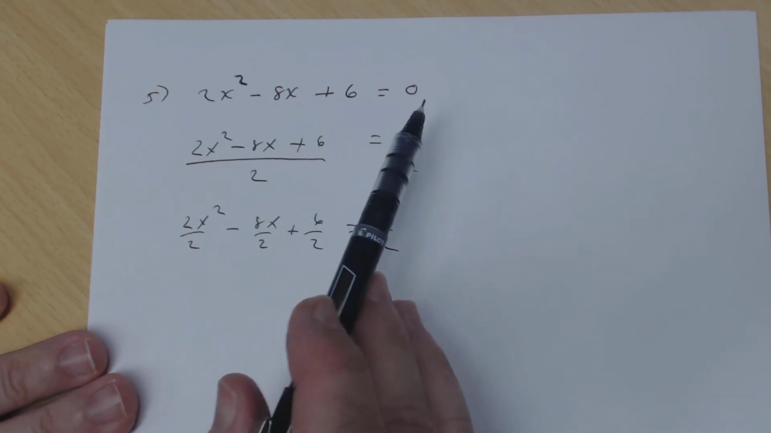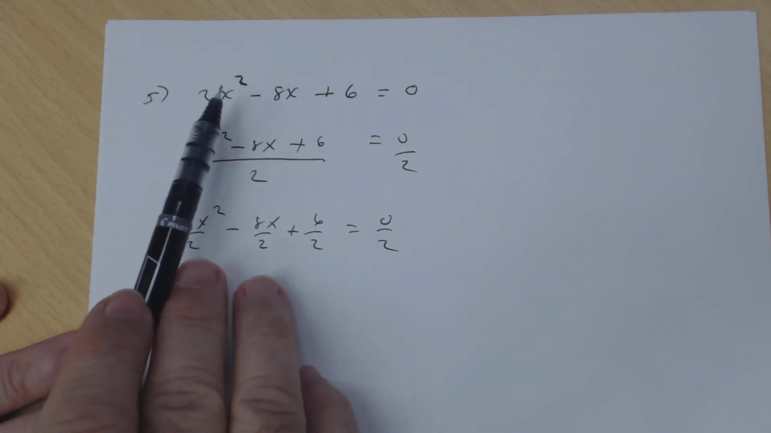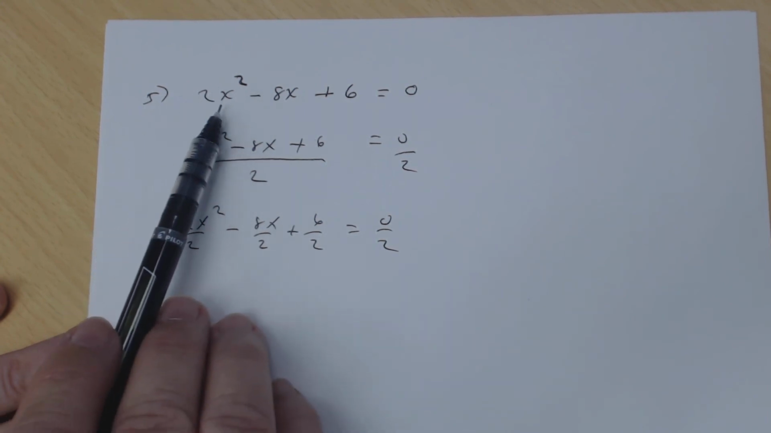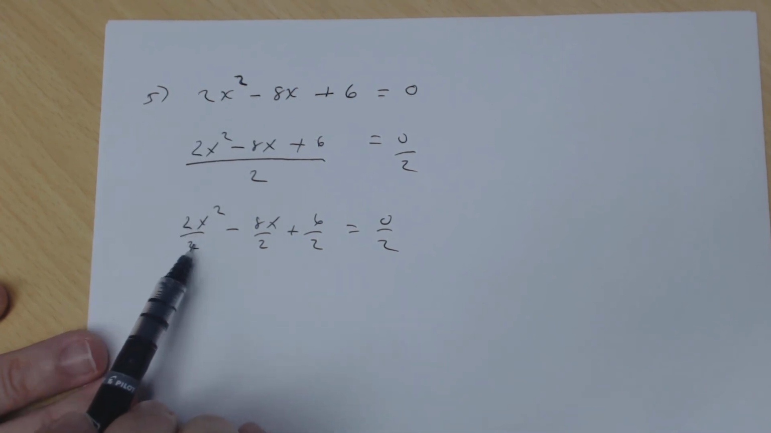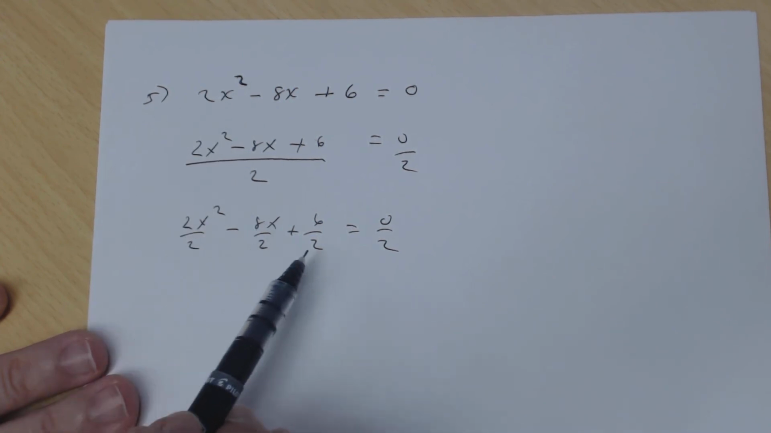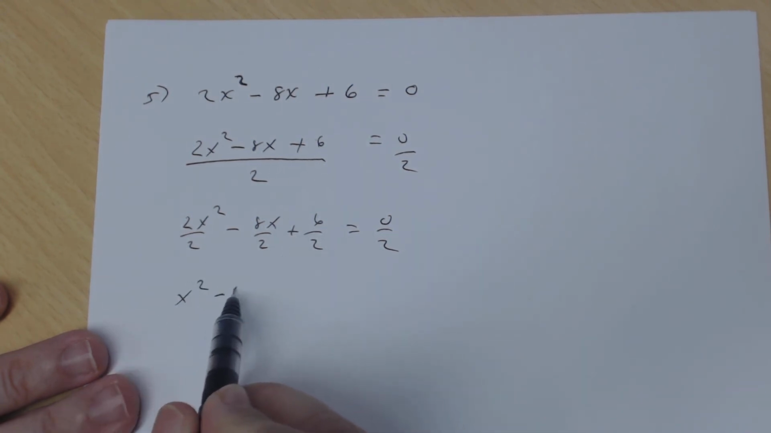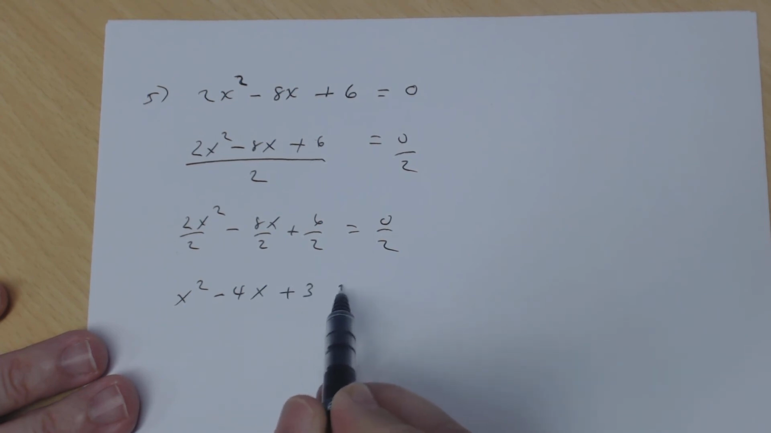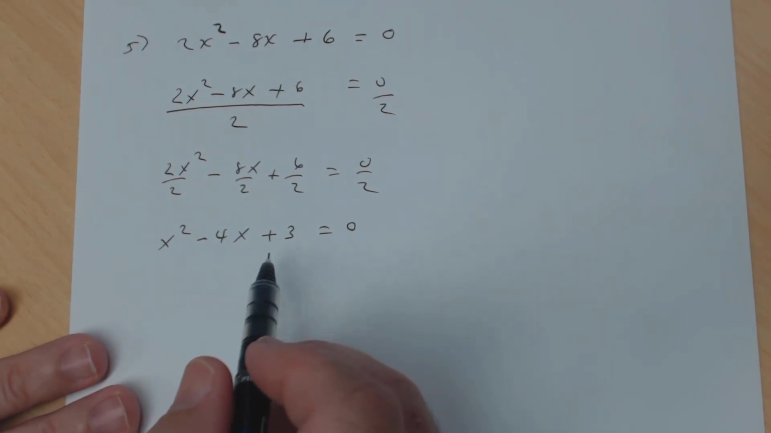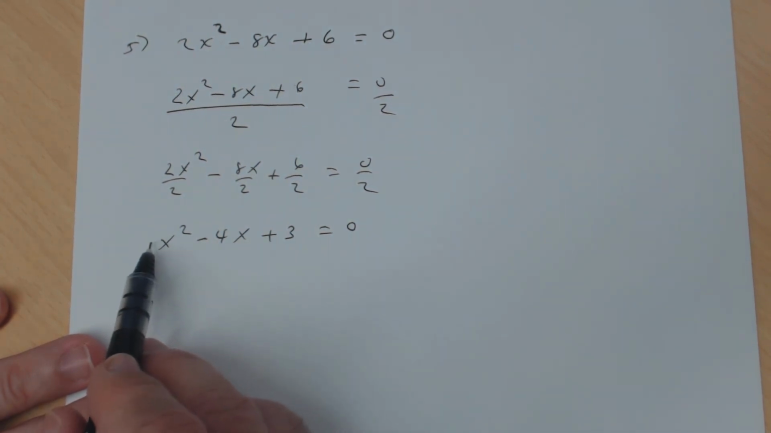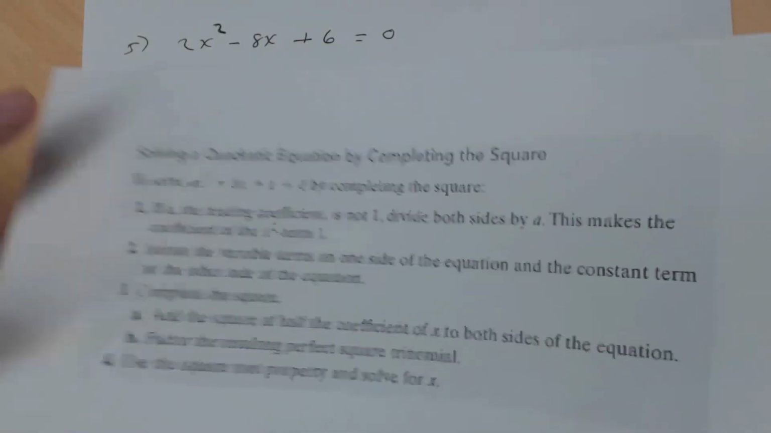So every term, 1, 2, 3, 4, has to be divided by the leading coefficient. Remember, that's called the leading coefficient, the coefficient of x squared. So 2 over 2 is 1, negative 8 over 2 is negative 4, positive 6 over 2 is a positive 3. So I get x squared minus 4x plus 3 equals 0. All right, and so now I'm going to complete the square. Now the coefficient of x squared is 1, so I go to step 2.